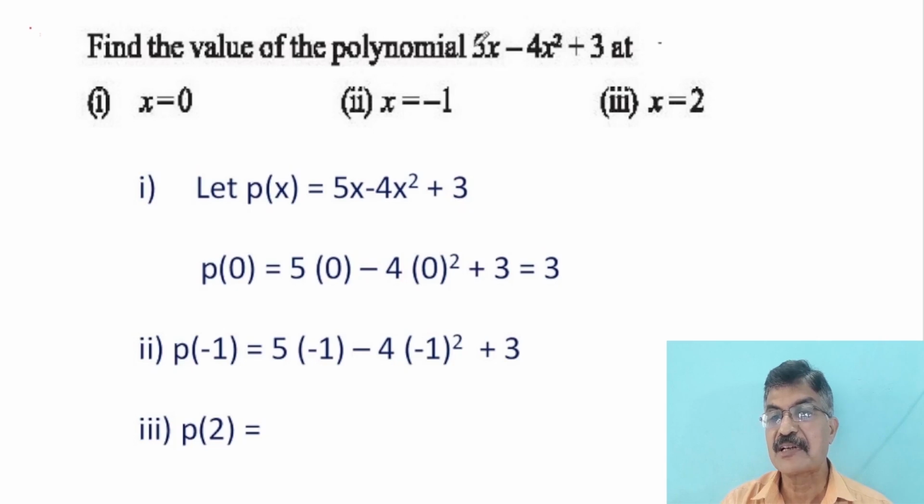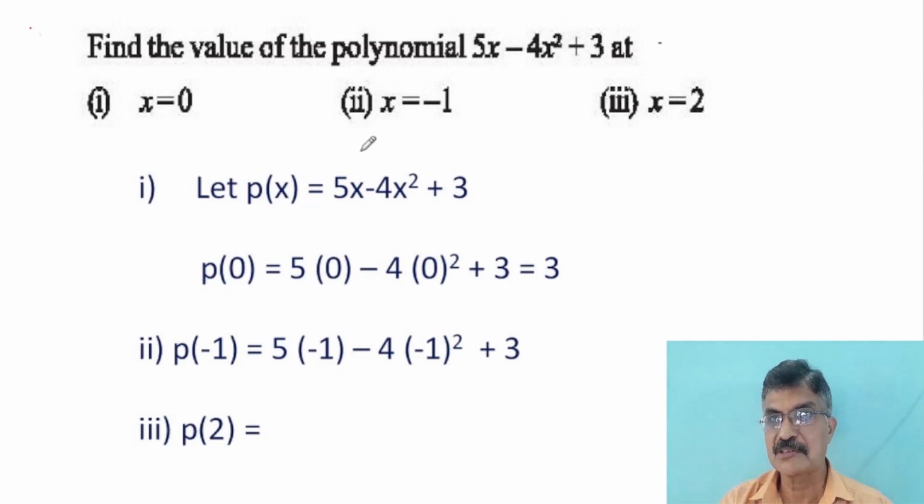First, we take an example: 5x minus 4x squared plus 3 at x is equal to 0. What we have to do? We have to put a value of x as 0 in this expression and do the necessary arithmetic. Then we will get the answer. Here we will take p(x) as 5x minus 4x squared plus 3. That is, I put the name of the polynomial as p(x). Then substitute the value of x as 0 and do the necessary arithmetic.